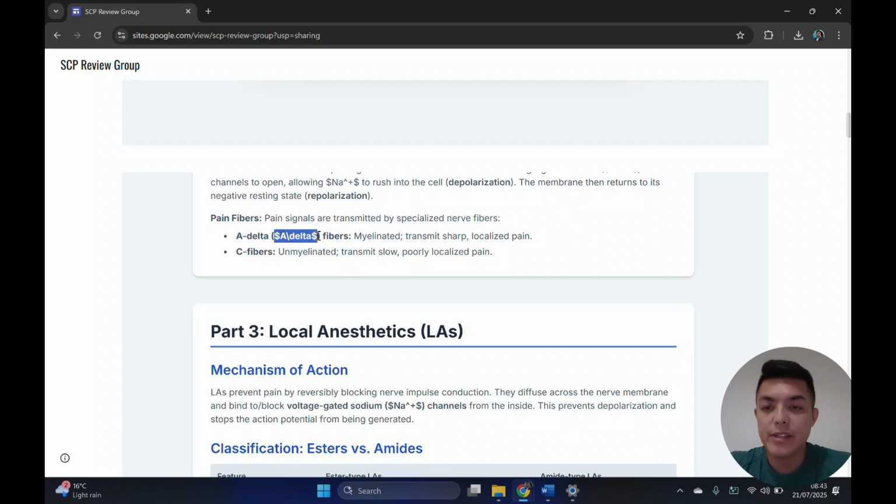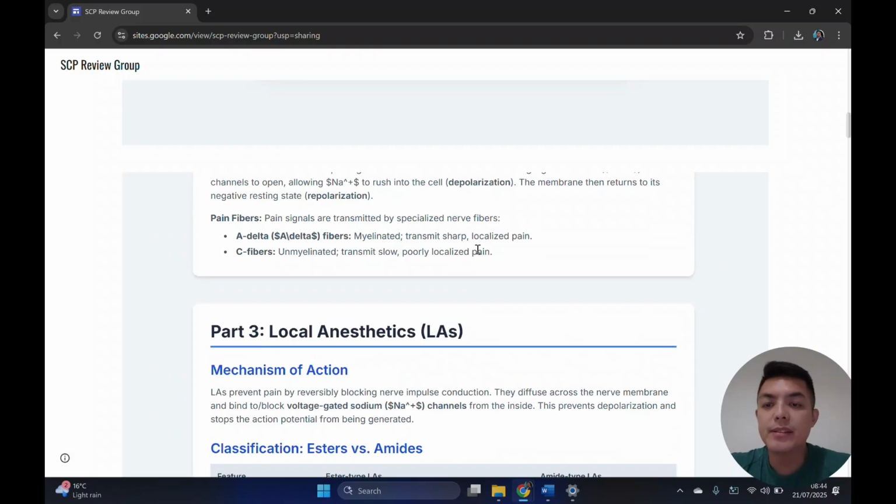So A delta fibers are myelinated versus unmyelinated for C fibers. A delta transmits a sharp and localized pain. So A delta is targeted. And C fibers are unmyelinated, and they transmit slow and poorly localized pain. That's just their main difference in a nutshell.